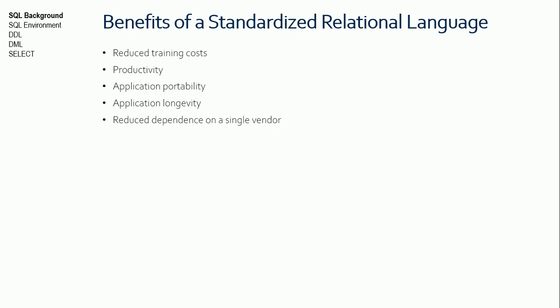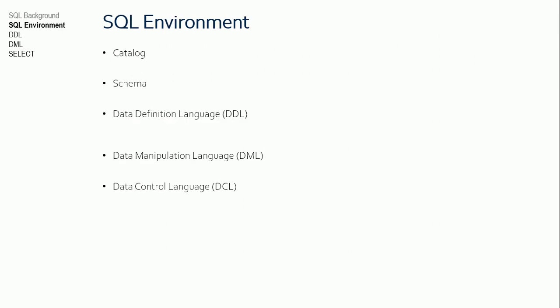So certainly good for portability and longevity. Reduced dependence on a single vendor, as I just described. Cross-system communication again, which I just described, right? So those are some of the benefits of having a standardized relational language, right? All these different systems can talk to each other using SQL. They can talk to each other's databases, right? So lots of neat things about having this standardized relational language.